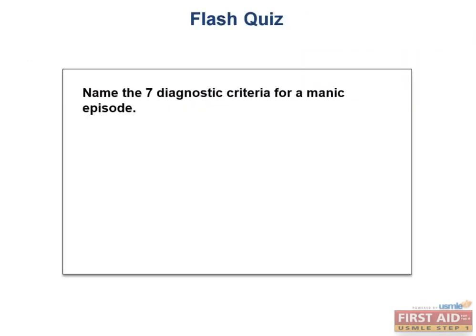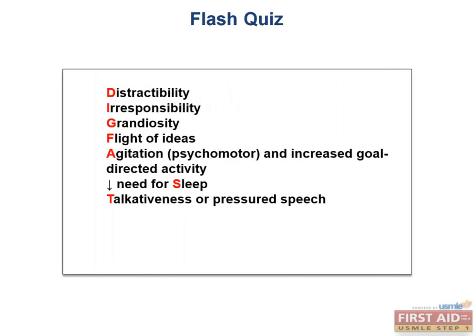Okay, flash quiz. Name the 7 diagnostic criteria for a manic episode. Remember the mnemonic Manics dig fast, which stands for distractibility, irresponsibility, grandiosity, flight of ideas, psychomotor agitation and increased goal-directed activity, decreased need for sleep, and talkativeness or pressured speech.